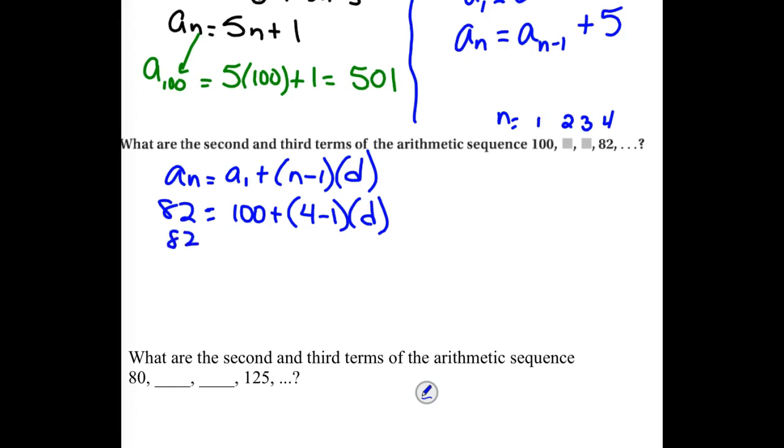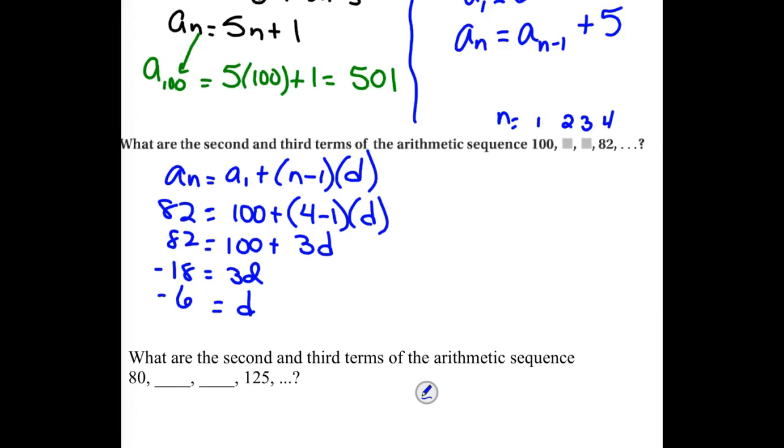Simplifying, we have 82 equals 100 plus 3d. We can solve for d. What do I get when I do 82 minus 100? Okay, negative 18 equals 3d, which means d has to be negative 6.